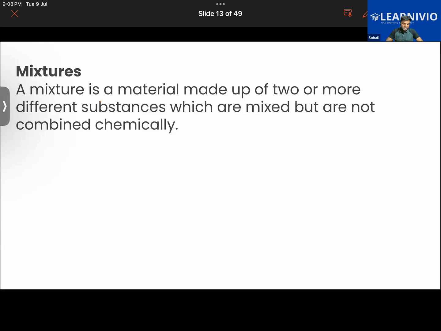So right now we are going to learn about mixture. Write down the definition of mixture. Halima, read the definition of mixture.